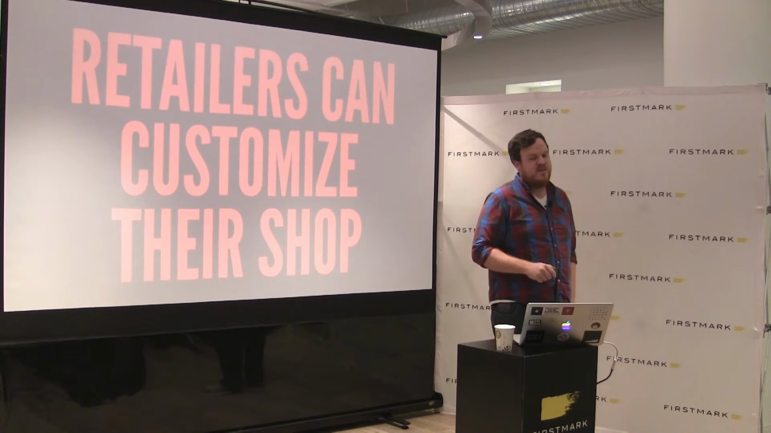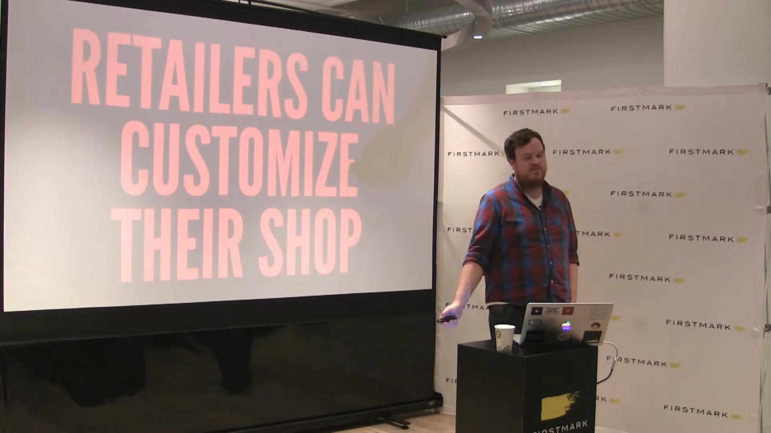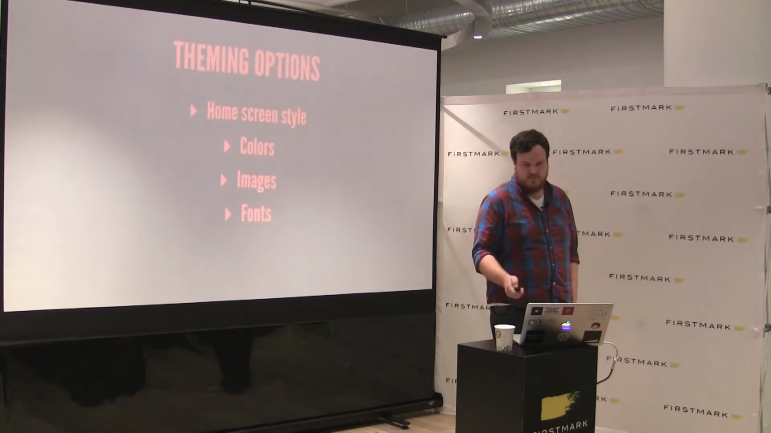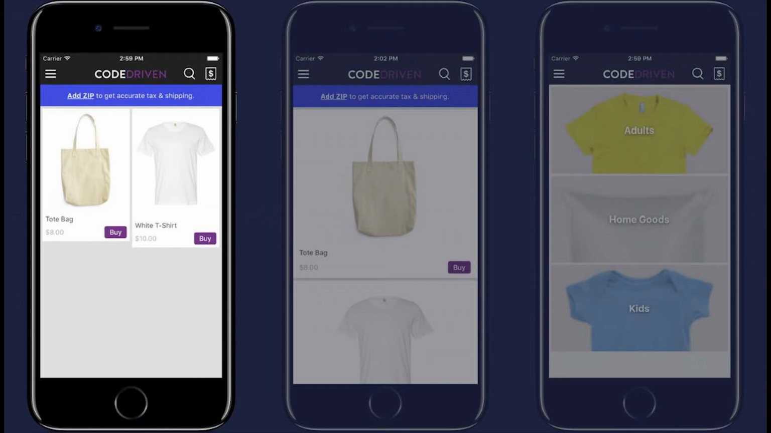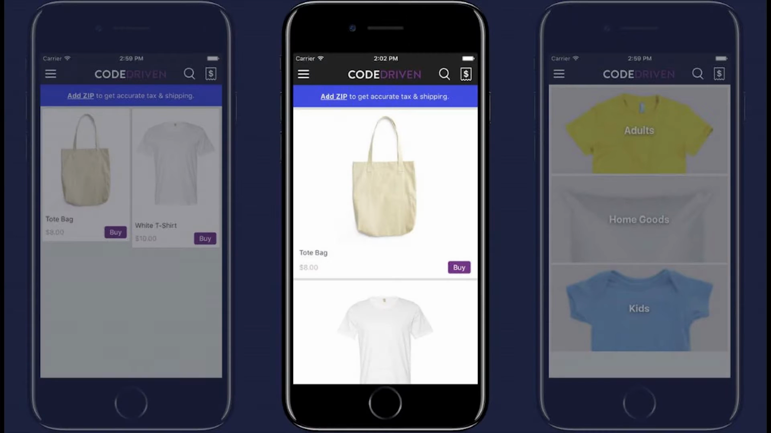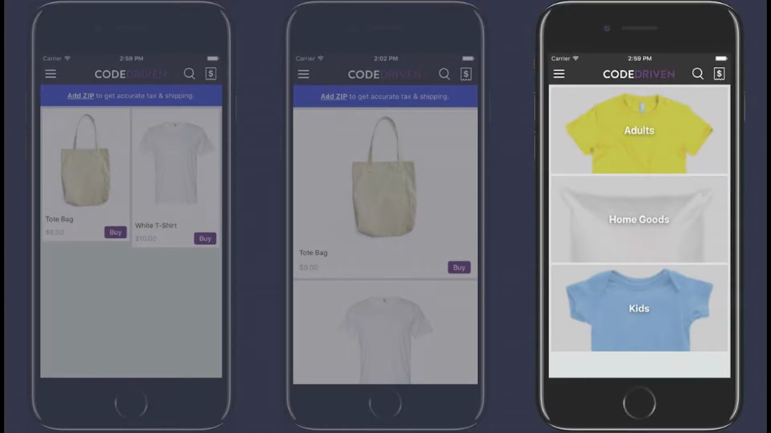We offer various pulleys and levers to customize the shopping experience. A few of these options are the home screen style, colors, images, and fonts. To show off how we theme, I set up a simple code-driven app that sells a couple of products, a tote bag and a white t-shirt. And you can see that here we have various home screen styles. For example, a grid of products, or a list of products, and either could filter to a particular parent category or just a list of categories.